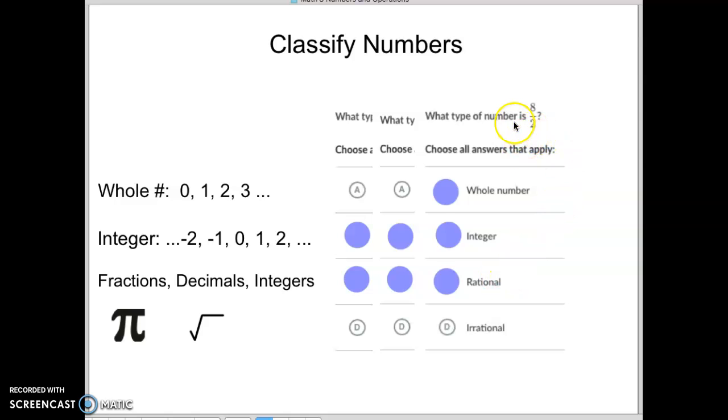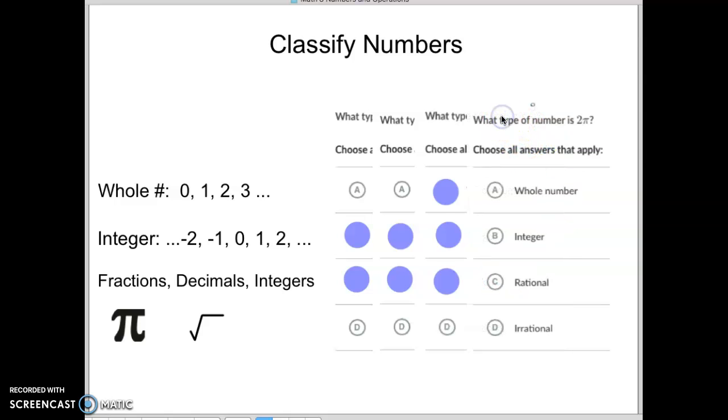Gee, I wonder if we're ever going to get to an example of an irrational number. Hey, you asked for it, you got it. What about 2 pi? Well, there's our famous irrational number pi. 2 pi, 3 pi, doesn't matter what you multiply pi by, it is irrational.